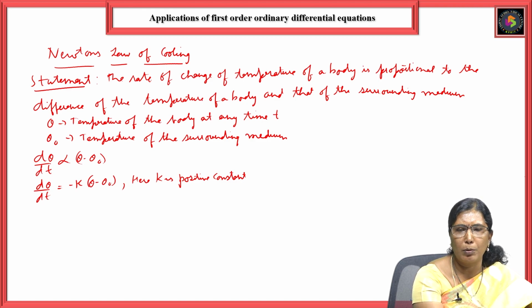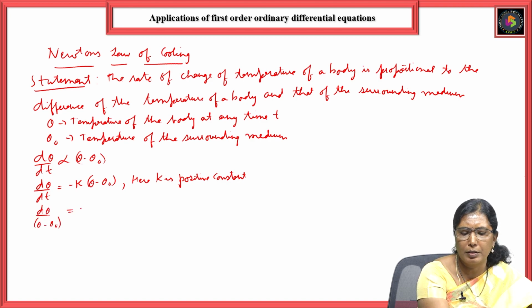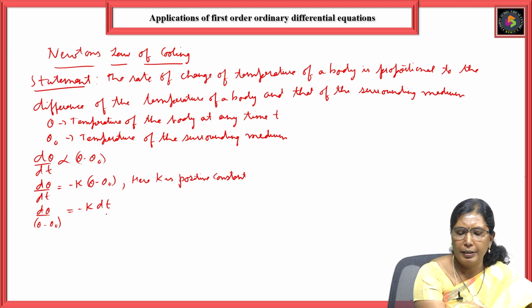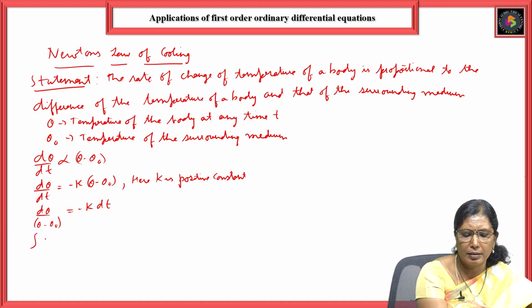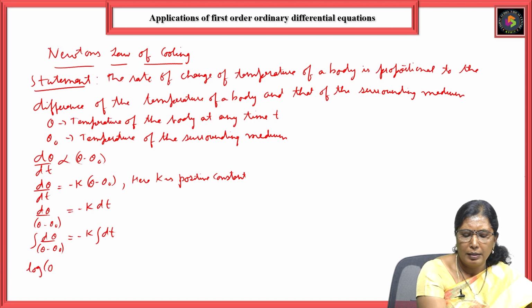Now we will solve this by using variable separable. d theta by theta minus theta naught equals minus k dt. Now all the theta is separated with d theta and t with dt. Integrating both sides, the integral of d theta by theta minus theta naught is equal to the integral of minus k dt. So log of theta minus theta naught is equal to minus kt plus c.